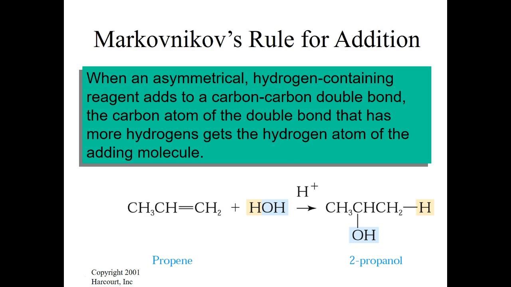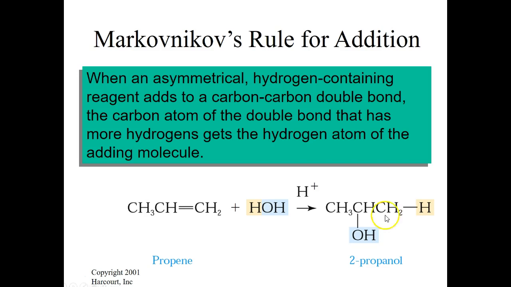Now there's a special rule about how things add to a molecule. It's called Markovnikov's rule for addition. If you have something that's asymmetrical that you're going to add to a double bond, the carbon of the double bond that has more hydrogens gets the additional hydrogen to it. So I kind of think of it like hydrogens like hydrogens.